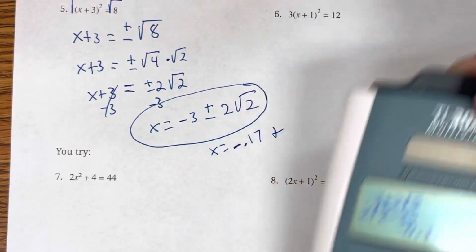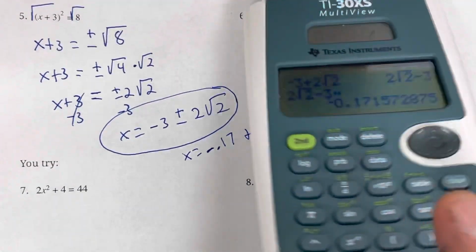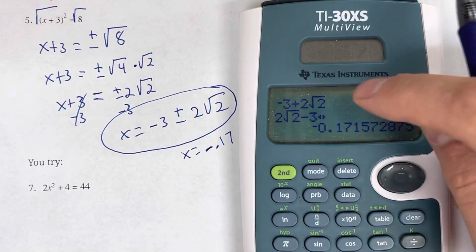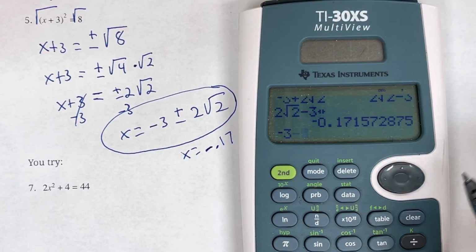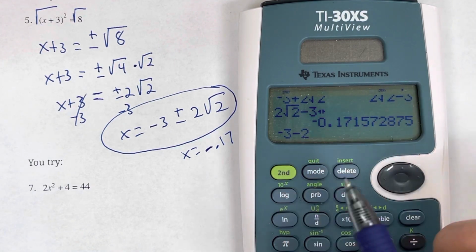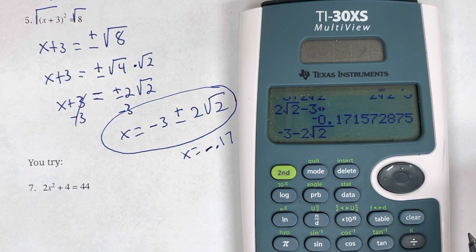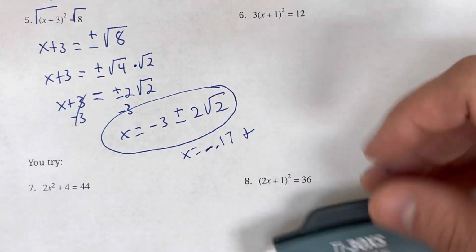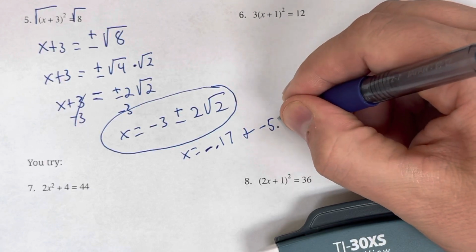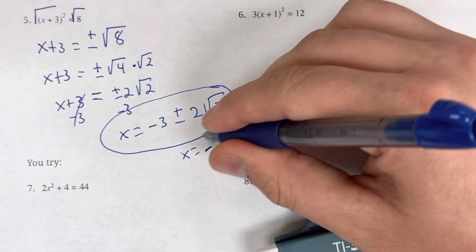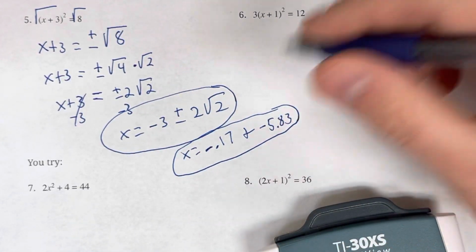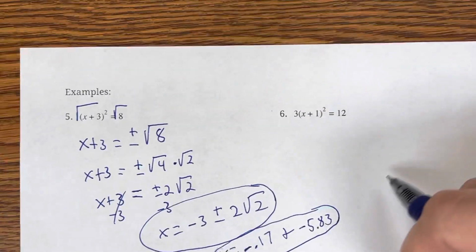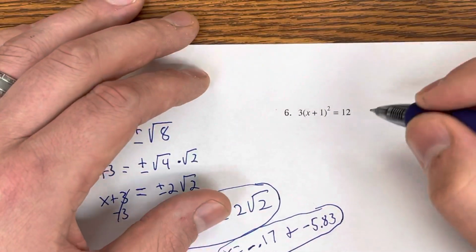And if I do it the other way, with the minus sign, so I'd have negative 3 minus 2 times the square root of 2, I would get a decimal approximation of negative 5.83. So those would be the two solutions rounded. We'd have to use a calculator to get that. All right, next one. I'm going to get a nicer number this time.